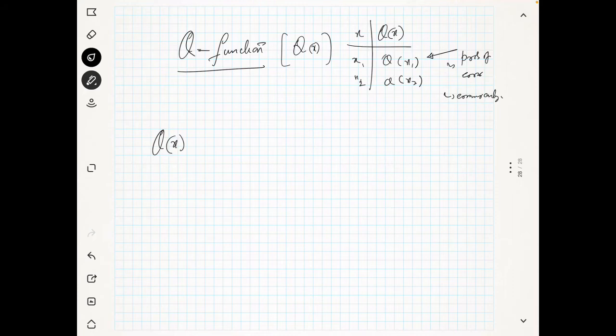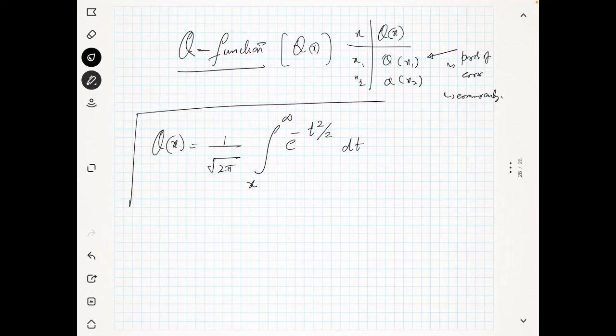Q of x is nothing but 1 by root 2 pi, okay, into integral x to infinity e power minus t square by 2, a small difference, okay, into dt. Okay, that's it. So this is nothing but Q of x: 1 by root 2 pi into integral x to infinity e power minus t square by 2 dt.